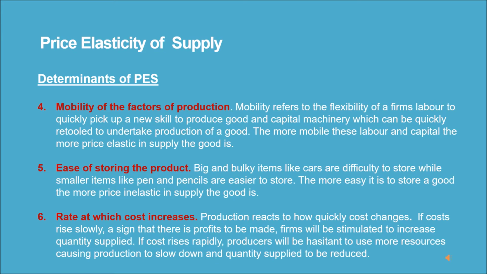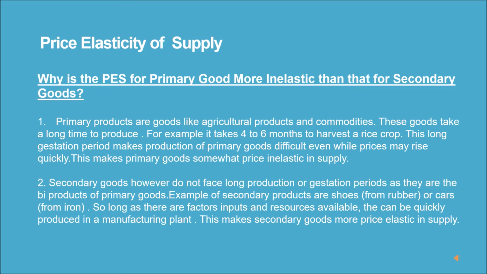6. Rate at which cost increases. Production reacts to how quickly cost changes. If costs rise slowly, a sign that there is profit to be made, firms will be stimulated to increase quantity supplied. If cost rises rapidly, producers will be hesitant to use more resources, causing production to slow down and quantity supplied to be reduced.